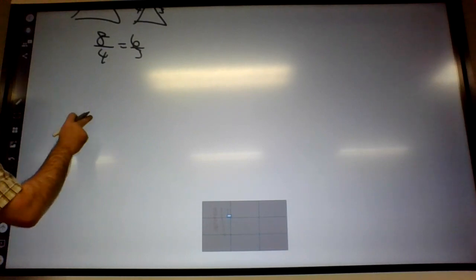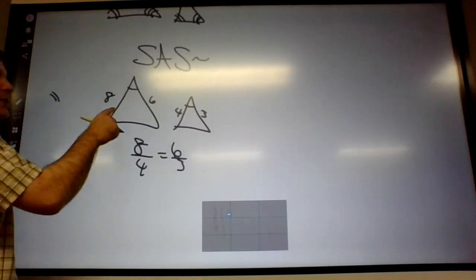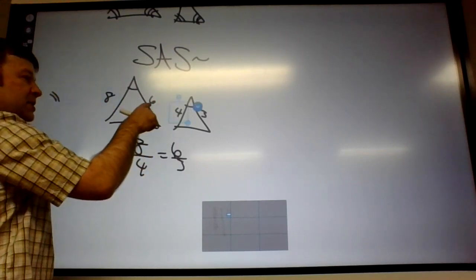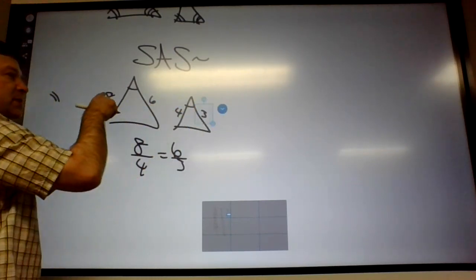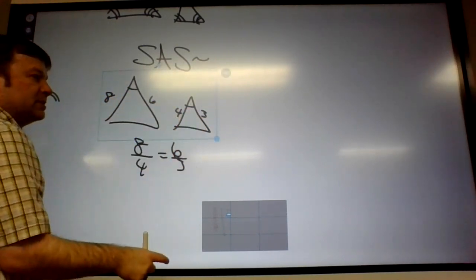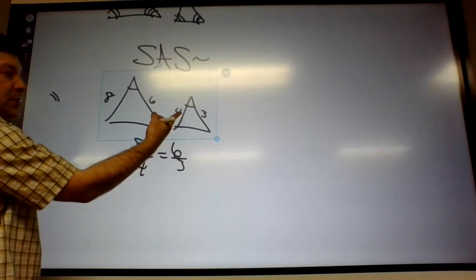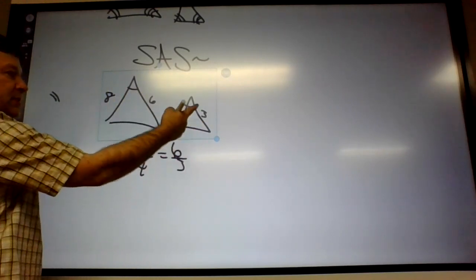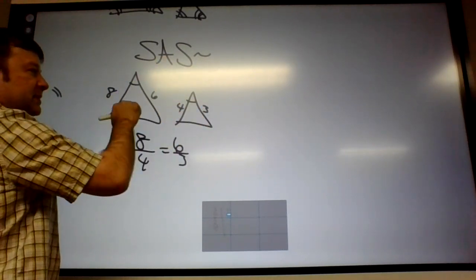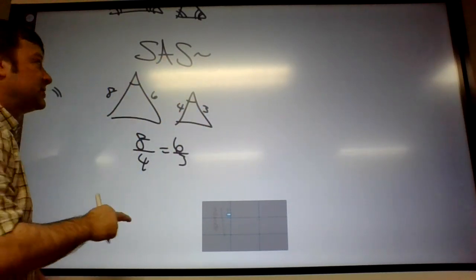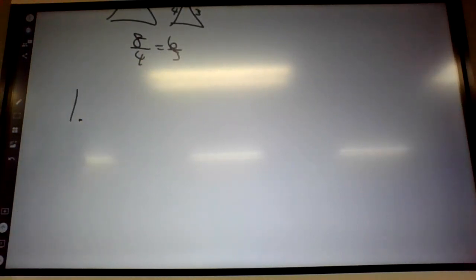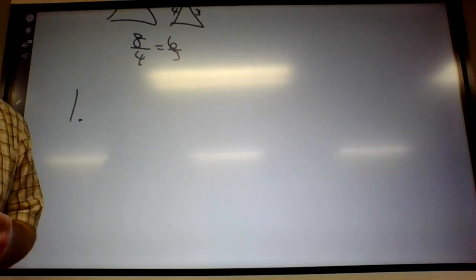Could you do it over 3? No, it's got to match. So you could do 8 goes with 4, like 6 goes with 3. Or you could do 8 goes with 6, like 4 goes with 3. Or you could do it backwards: 4 over 8 equals 3 over 6. But 8 and 3 don't match. Does that kind of make sense? As long as you follow a pattern, it will work. As long as you do it right.